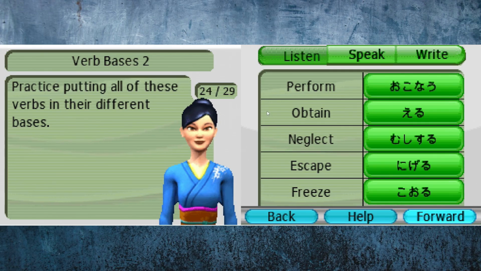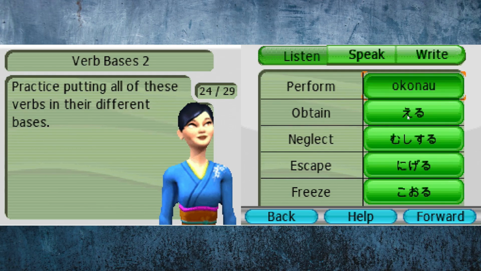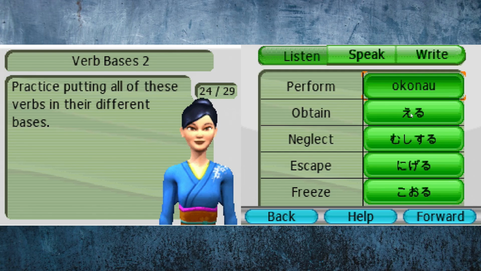I'll do ta form, negative form, and dictionary form, and mas form. But we're not getting into potential form right now. No, there is no potential form. Volitional form, because I kind of need a refresh on that as well. So, okonau. To obtain is eru. So, dictionary form, eru.